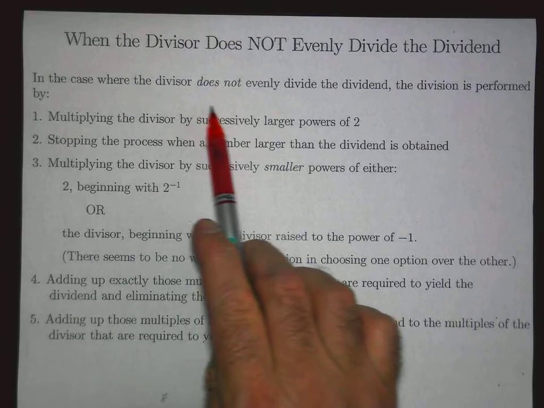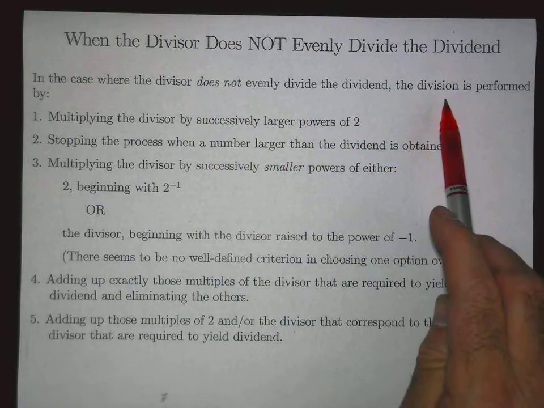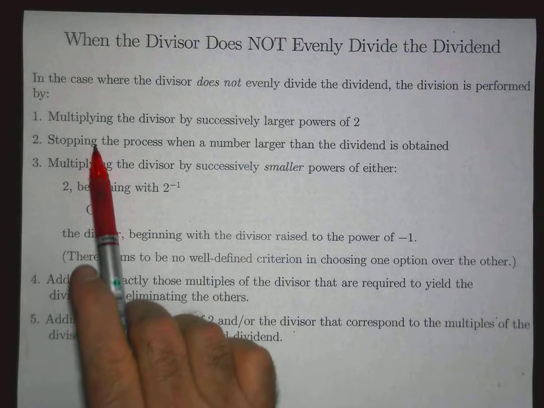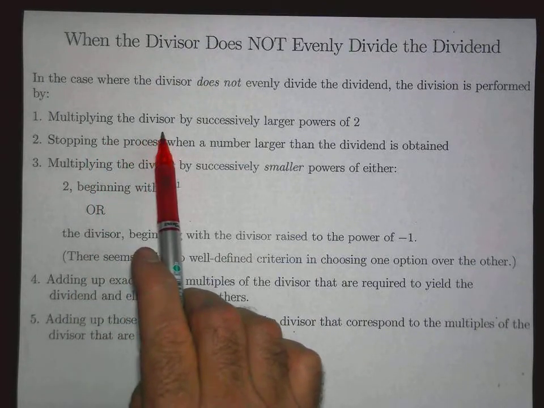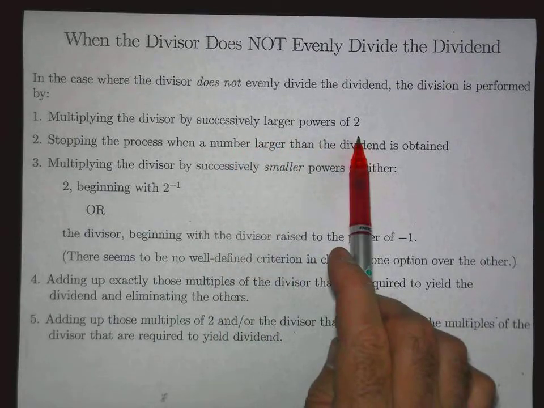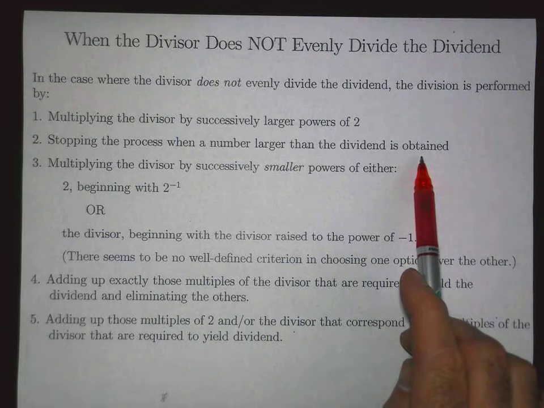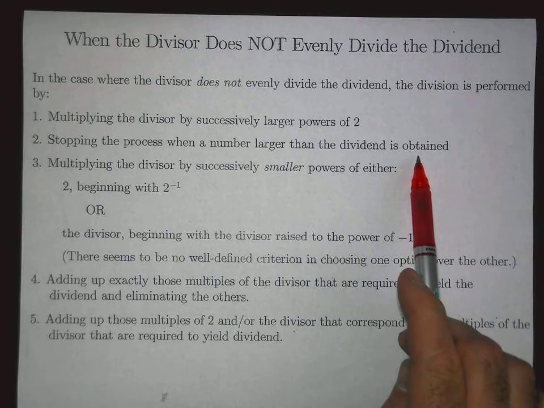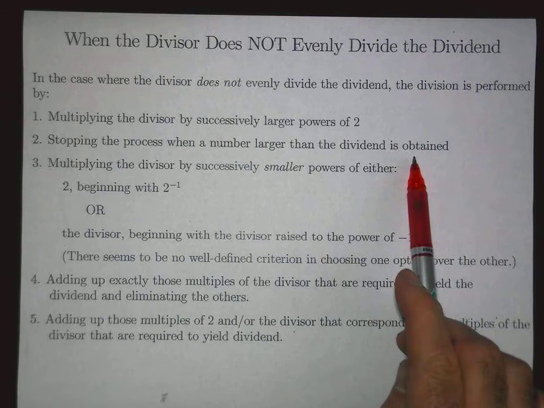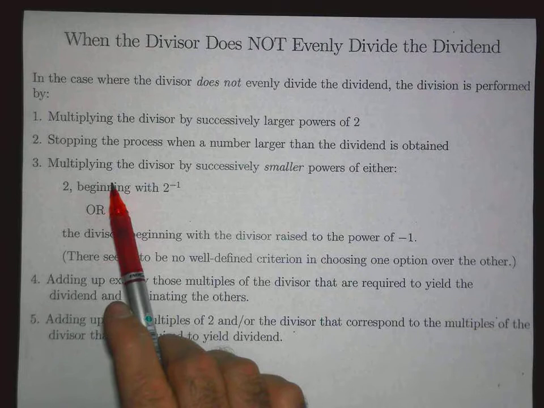Okay, in the case where the divisor does not evenly divide the dividend, the division is performed by, 1, multiplying the divisor by successively larger powers of 2. Well, same thing we were doing before. Stopping the process when a number larger than the dividend is obtained. Same thing we did before. And upon discovering that there is no sum of the divisor times powers of 2 that will give us exactly the dividend, we go to step 3.